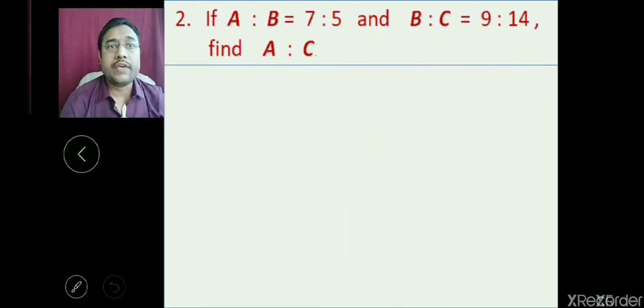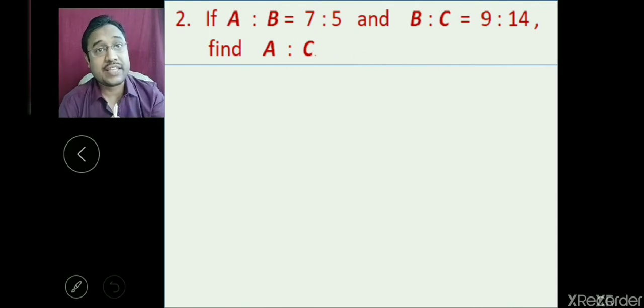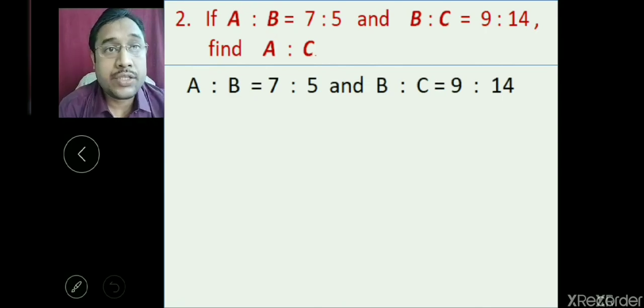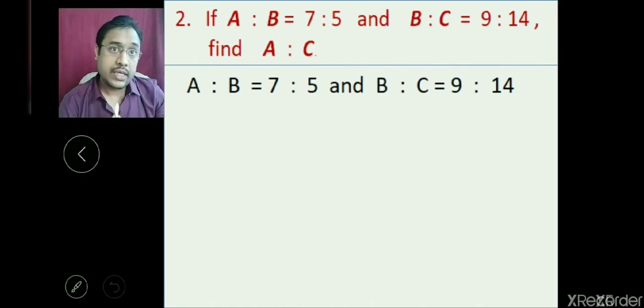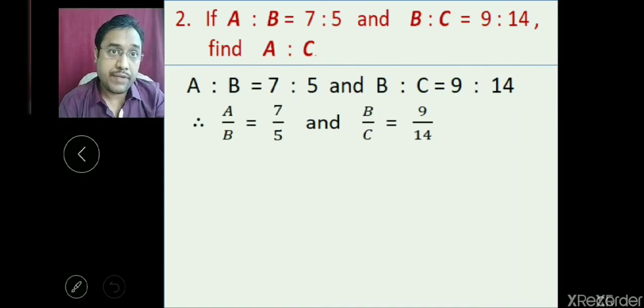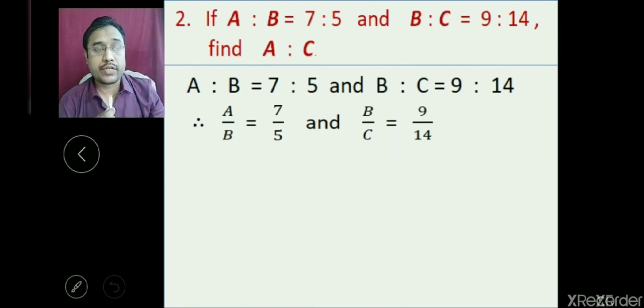Now this question: if A is to B is 7:5 and B is to C is 9:14, then find the ratio between A and C, first term and the third term. So we can write like this, given A is to B is 7:5, B is to C is 9:14. Now we are solving this. B is to C is 9:14, that means B by C is 9 by 14. And A is to B is 7:5, that means A by B is 7 by 5.